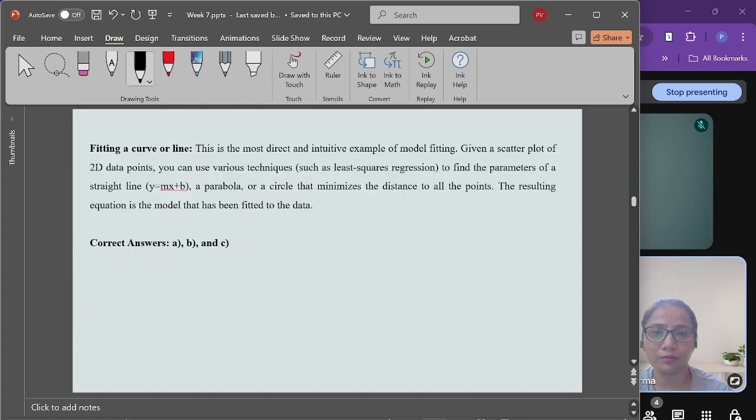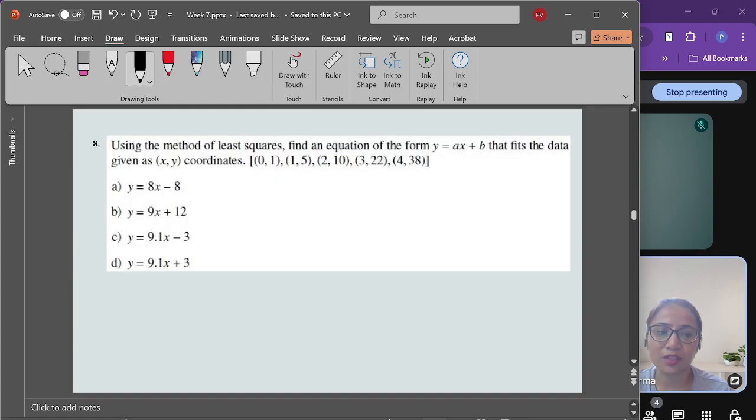Okay, so here the detailed explanation is given. Now the next question is: using the method of least squares, find the equation of the form y = ax + b that fits the data given as x and y coordinates. These are the data given, x and y coordinates. Now we need to find, using the least squares method, the fit for the equation y = ax + b. So how can we calculate this?